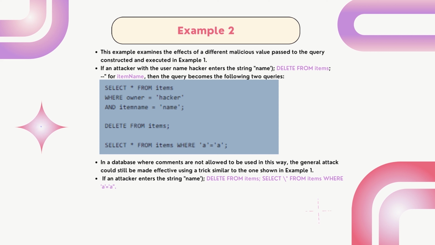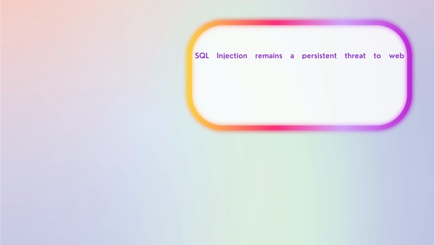Then select * from items where 'a'='a' is a select SQL statement that retrieves all rows from the items table where the condition is true. However, this condition 'a'='a' will always be true since a is equal to a. Therefore, this select statement will fetch all records from the items table. The entire example, when put together, attempts to perform two actions. The first action is it will delete all records from the items table, and the second one is it will retrieve all records from the items table.